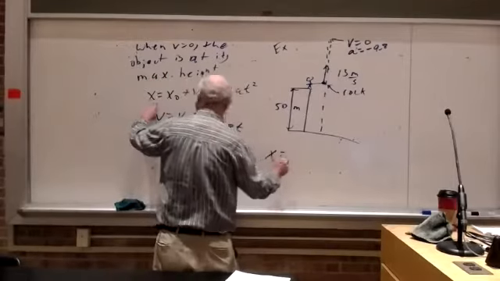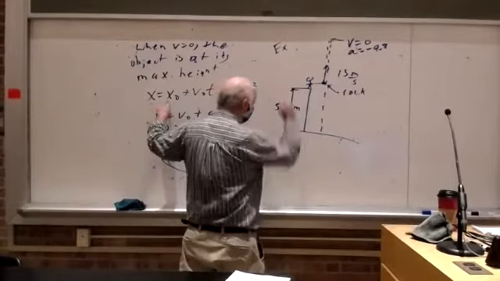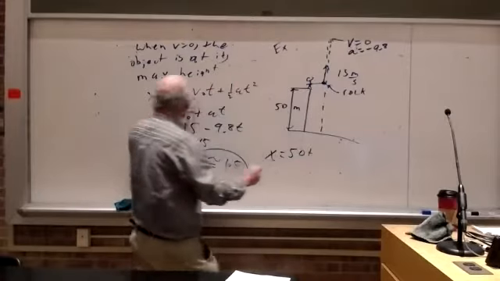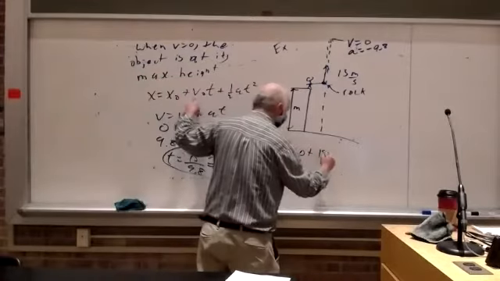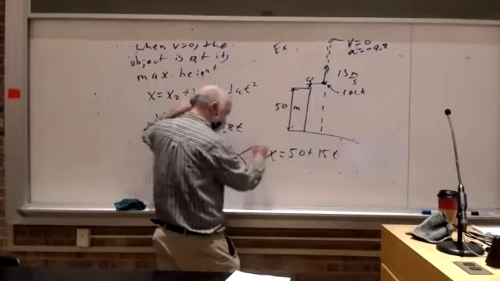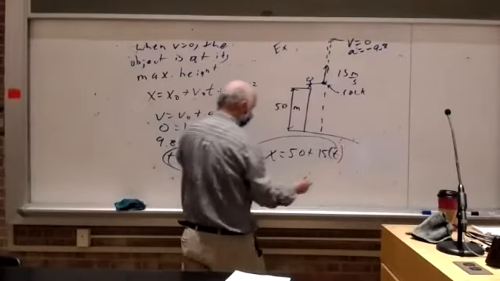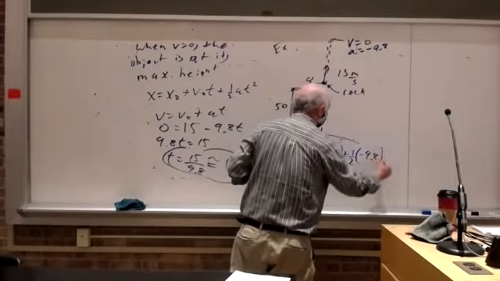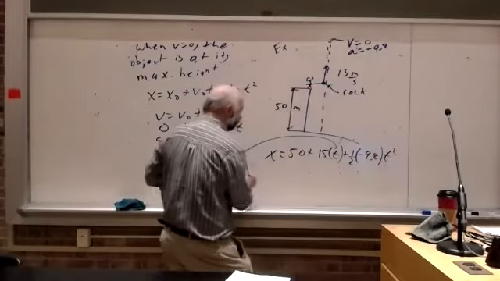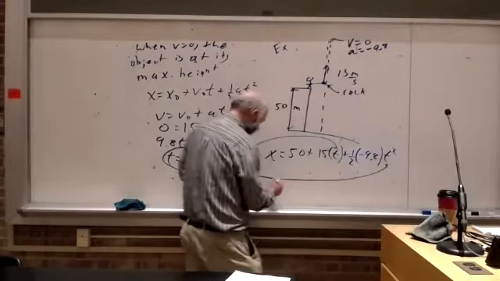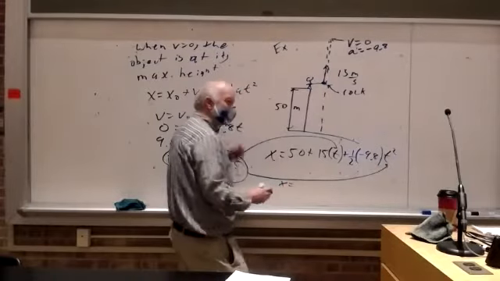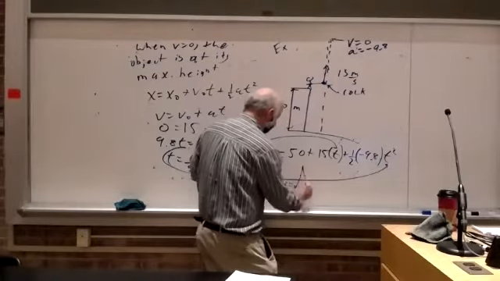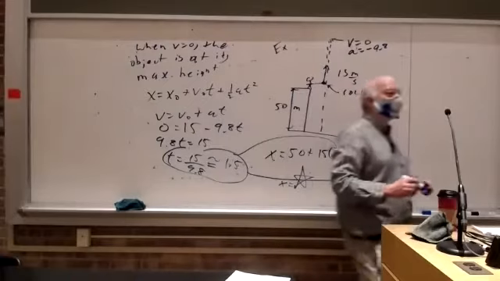I get X equals, or X naught, 50. Our V naught is our 15. Our T value, there's this, so that goes in for T. Plus 1/2 minus 9.8 T squared. That T goes in here like this, and I get some number. Okay, the number is star. Okay, let's talk about star.